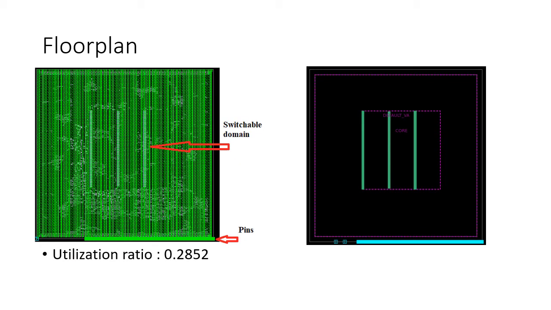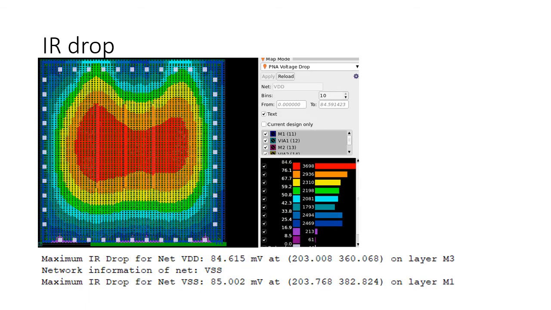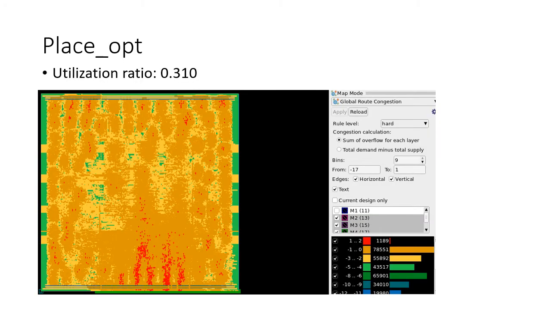This is my floor plan, and the switchable domain is at the center and the pins are at the bottom side. The IR drop analysis shows 84 millivolts on VDD and 85 millivolts on VSS. So it's pretty manageable IR drop.